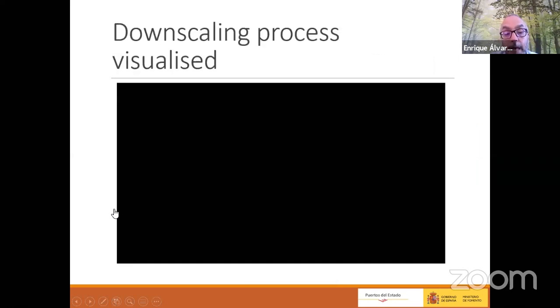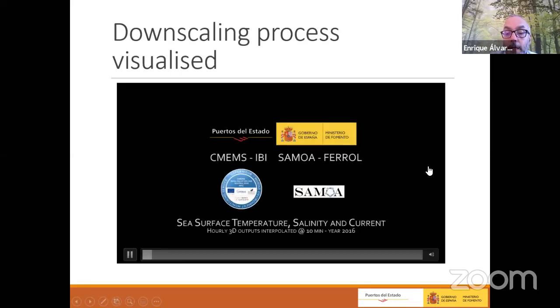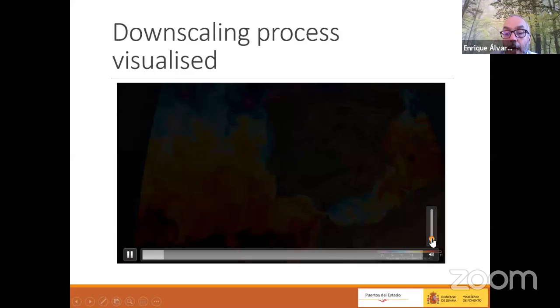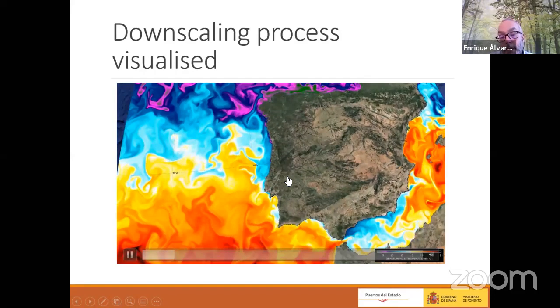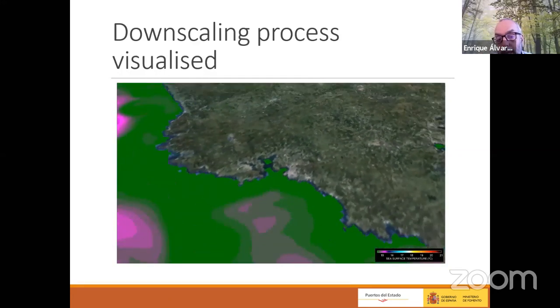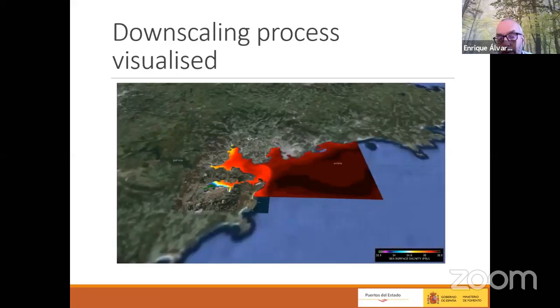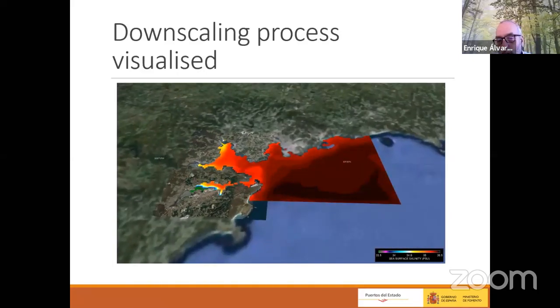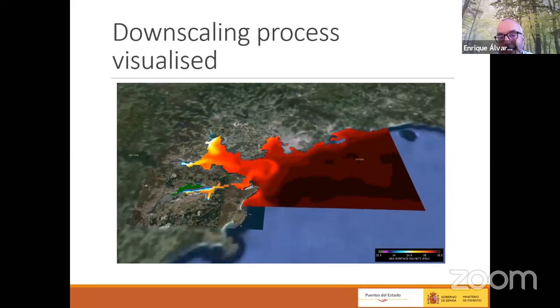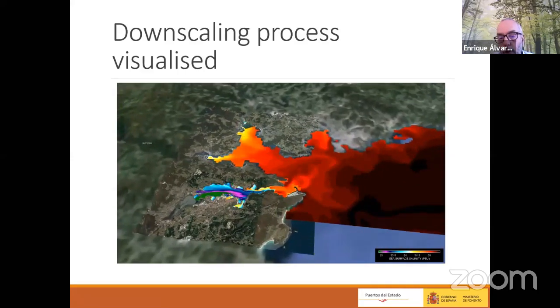We have first a model and a series of models to reach the meters resolution. This is very well explained in this video. What you see here is we're starting from the Copernicus model, from the IBI model on the Iberian Biscay Irish area. This big monster I explained to you running at 3 kilometer resolution. Then in Puertos del Estado, we nest this coastal model, which is 200 meters resolution.